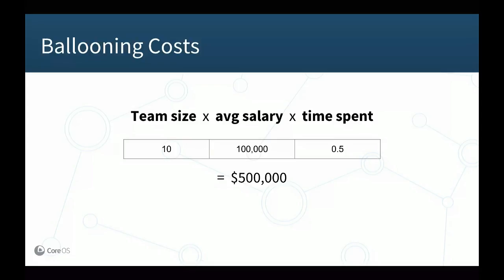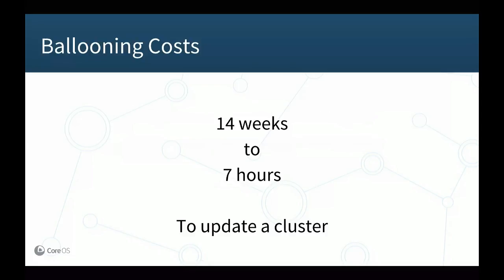It's a relatively trivial calculation. As a more concrete example, what we've seen is some customers who've started using Tectonic over a DIY, or do-it-yourself, installation have seen their update and roll forward cycle go from 14 weeks of planning down to 7 hours. That's a significantly better story for them. Obviously, they're getting access to the newer, better features of Kubernetes a lot faster, which is great because Kubernetes generally has 4 to 5 feature releases in a year.